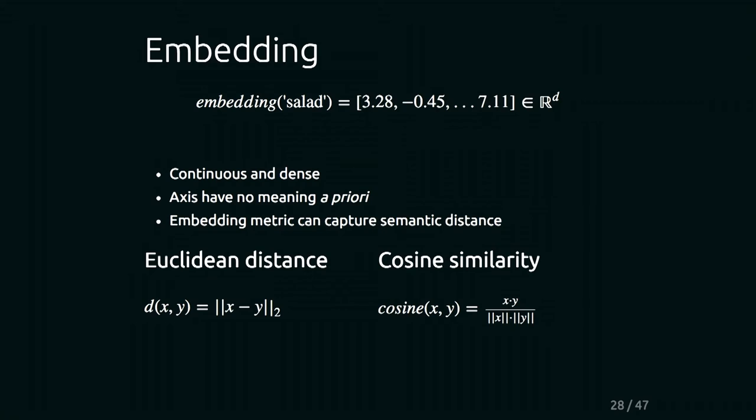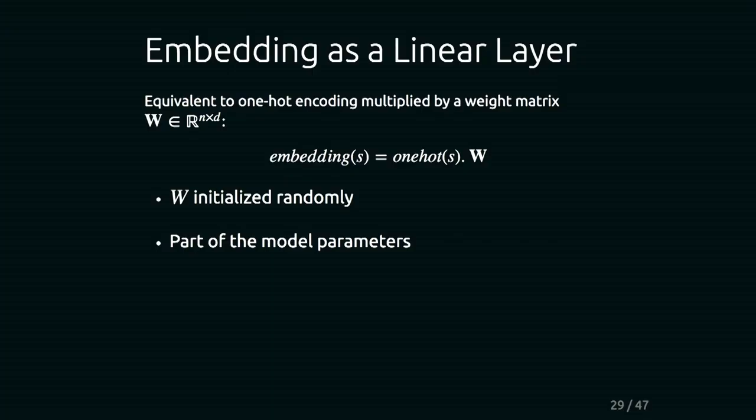Another way to see the embedding is to see it as a linear layer in a neural network, typically as an input, that will transform the one-hot representation of the symbol into the lower dimensional continuous space. You do this transformation by just multiplying by a matrix, which is basically the embedding parameters. So W here, the matrix that defines the embedding, is actually initialized at random at the beginning. And the entries of that matrix are part of the trainable model parameters.